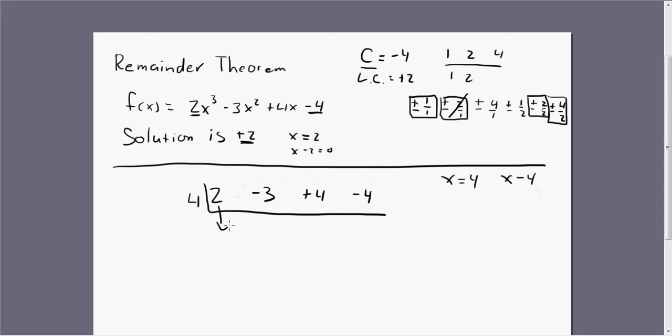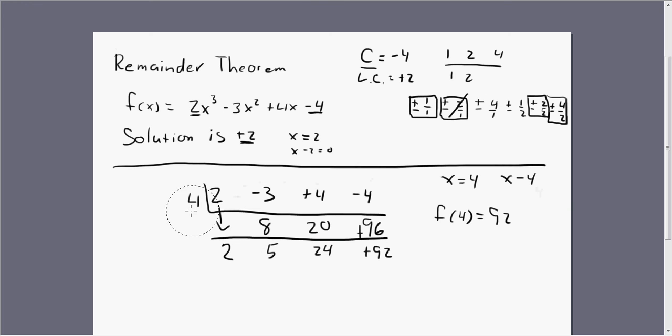So once again, bring this down. 4 times 2 is 8. Negative 3 plus 8 is 5. 4 times 5 is 20. This is not looking good for me. 4 plus 20 is 24. This gives me 4 times 24 is 96. This gives me a remainder of 92. So f of 4 equals 92. And that's obviously not even close to what I want.